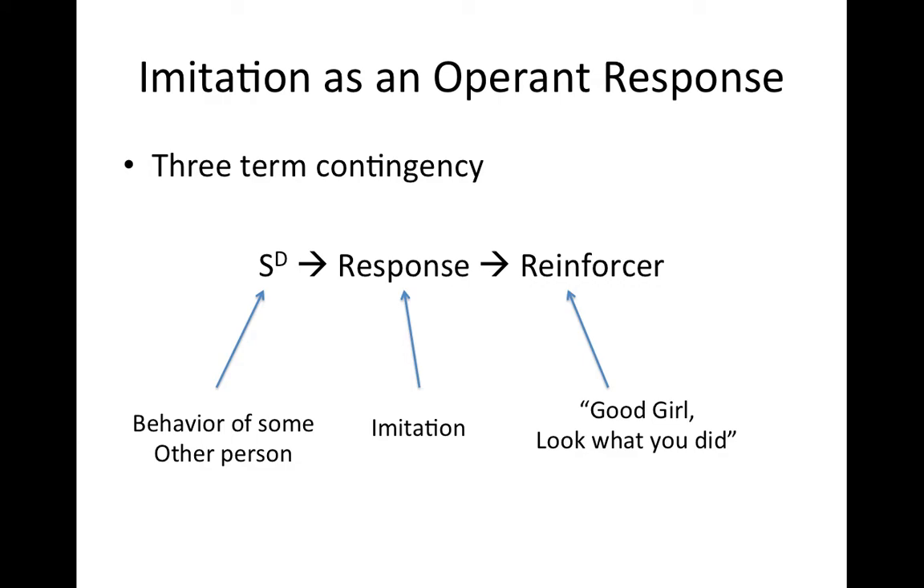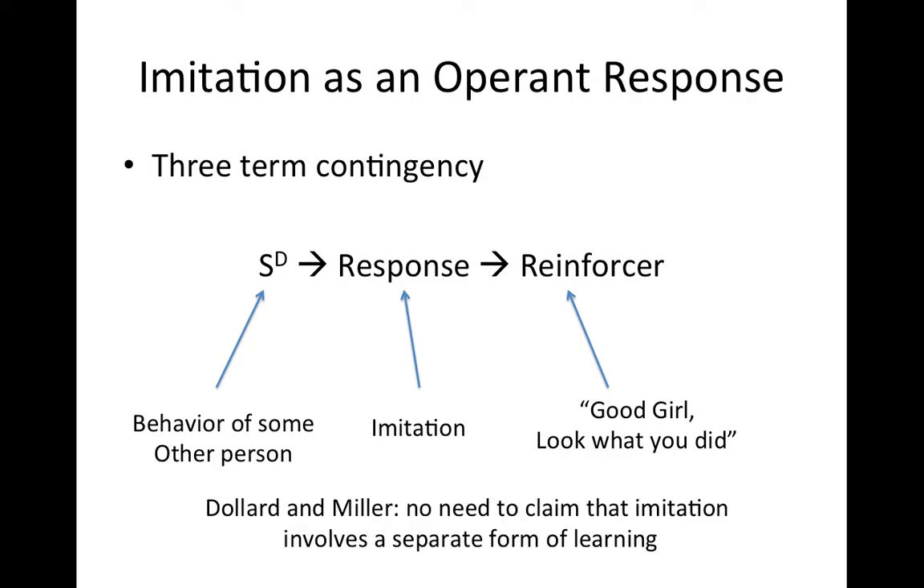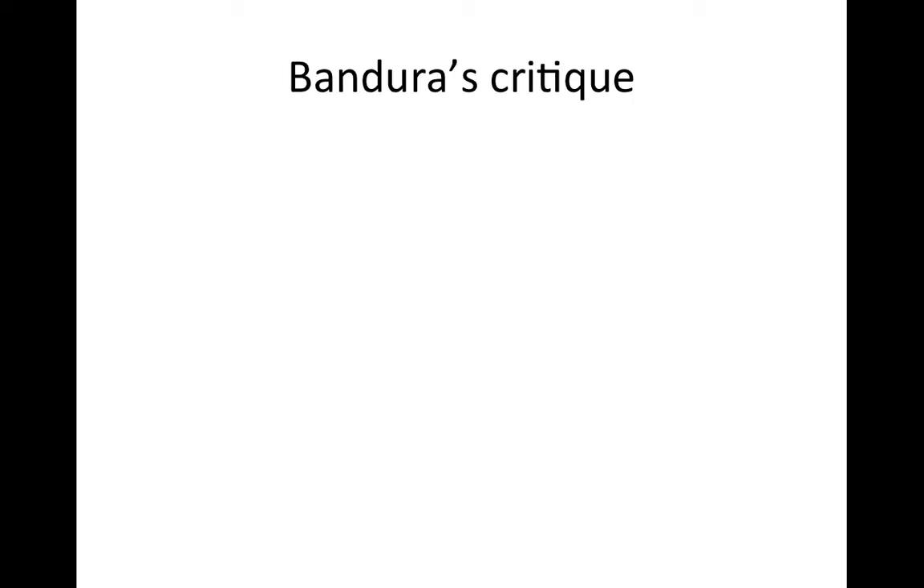But the view that imitation is just an operant behavior that we learn is pretty straightforward, and it was Dollard and Miller who said that we didn't need to come up with a new form of learning to describe this interesting event that we see, where people see other people do things, and then they do them. There was no need to claim that imitation involves a separate form of learning. It was basically operant behavior.